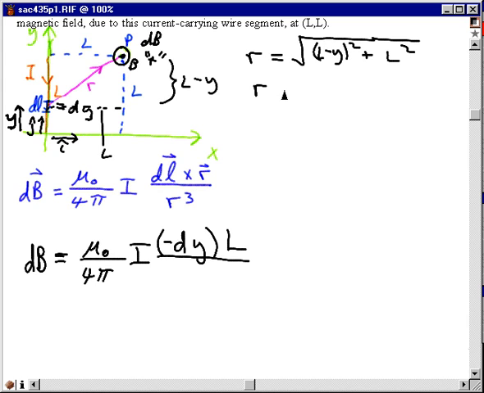That's the same thing as that entire expression inside the radical, raised to the 1/2. Now if I cube that, I get that expression in brackets raised to the 3/2, so I can write dB in this fashion.